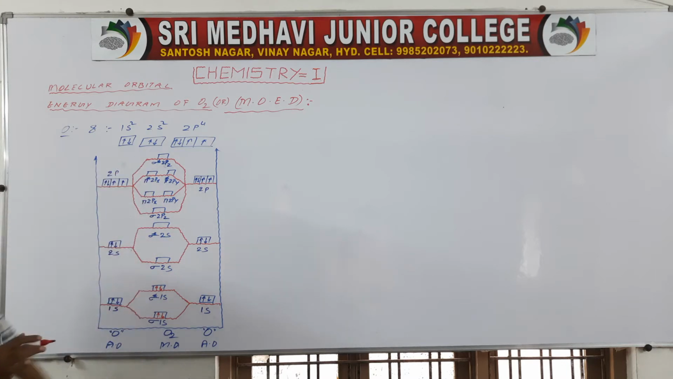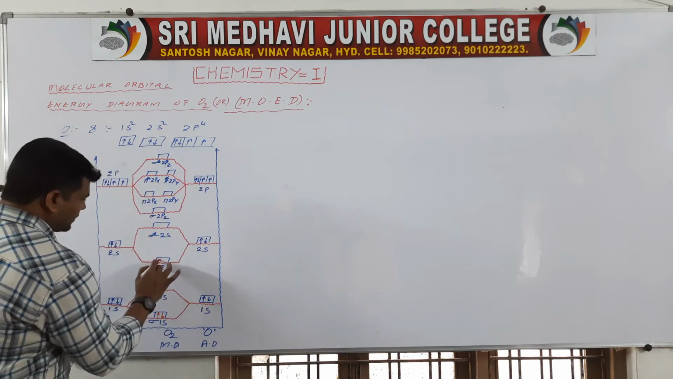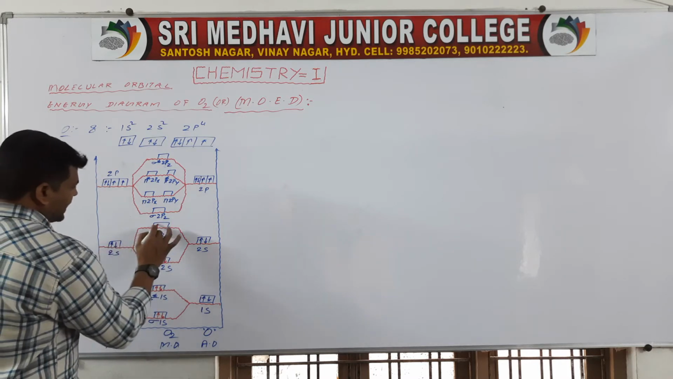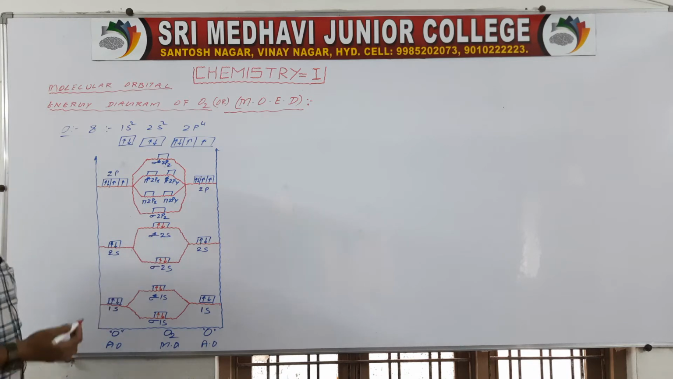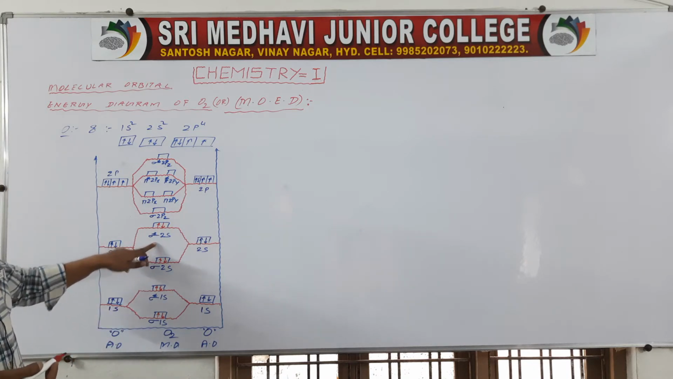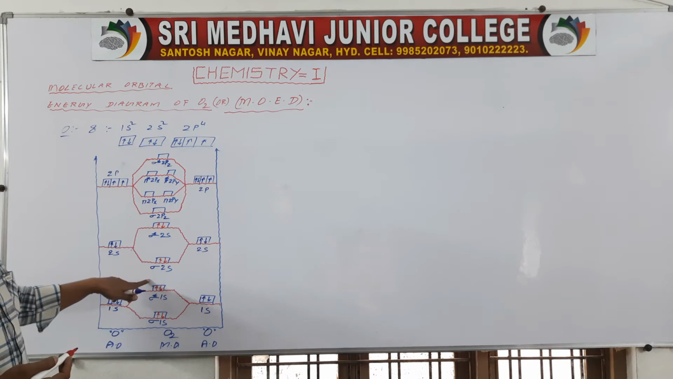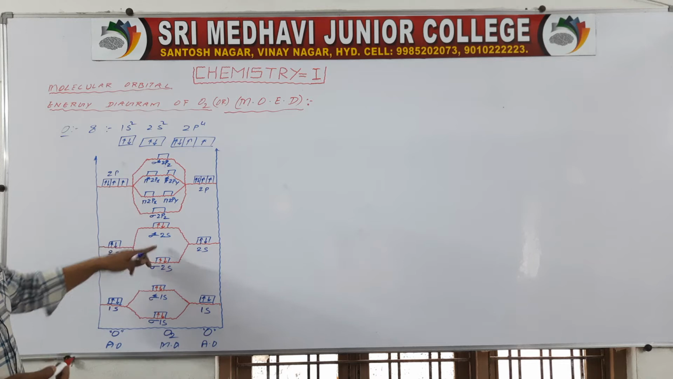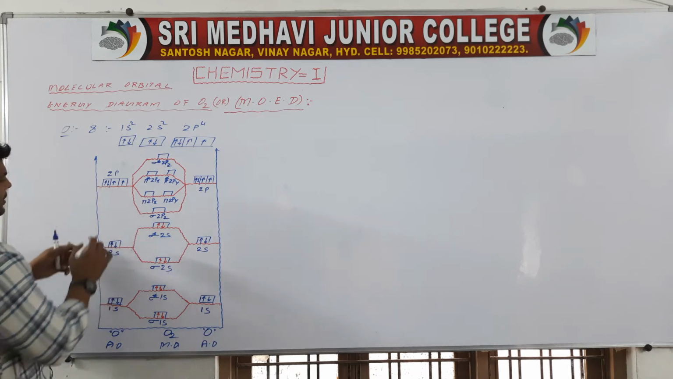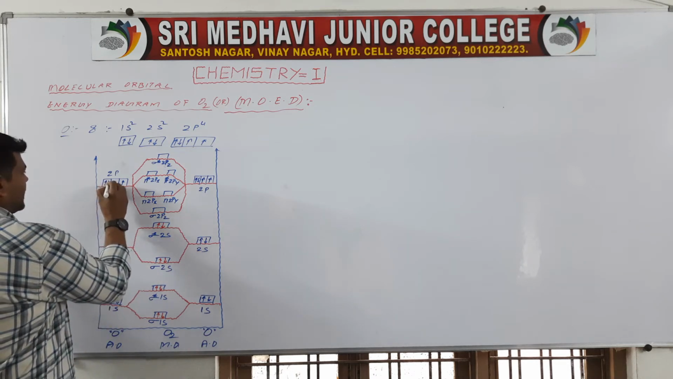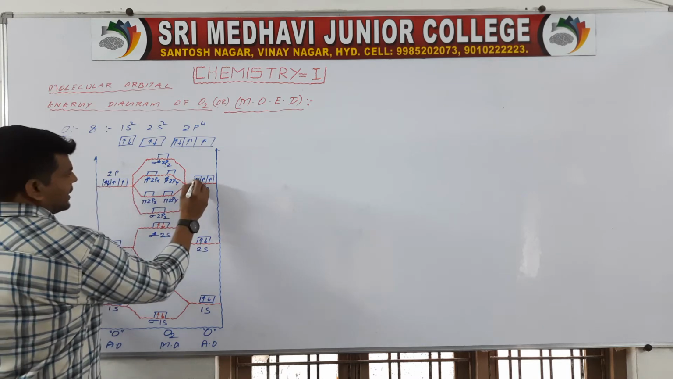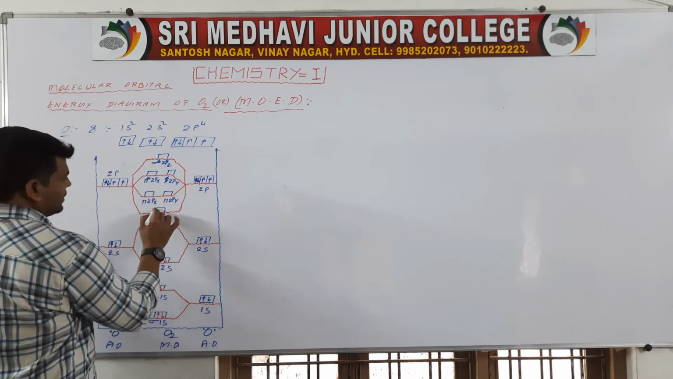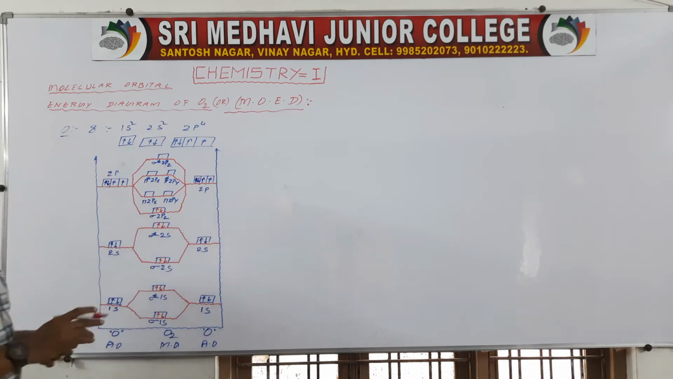These are molecular orbitals. Next, here the first electron, sigma 2s is filled. Then here the second electron, so sigma star 2s is filled. Bonding and anti-bonding molecular orbitals. Next, here the first electron; here how many electrons? 2. So sigma 2pz is filled.